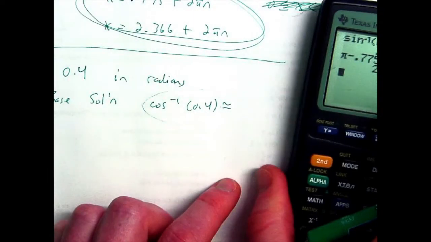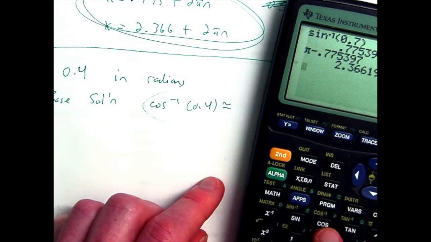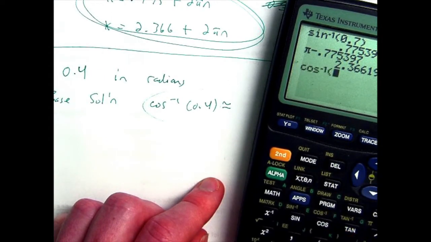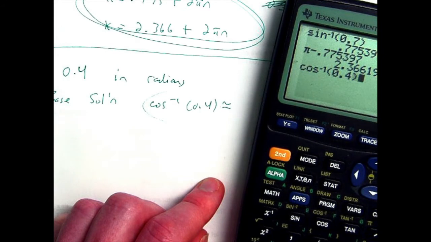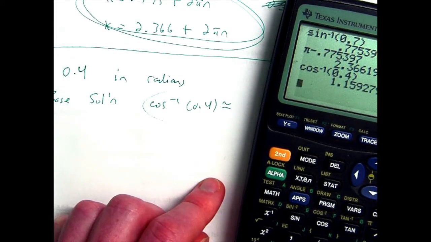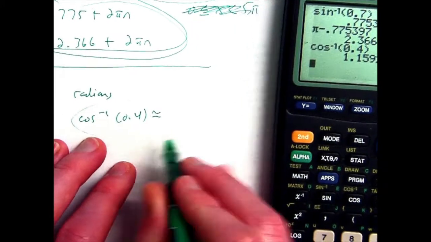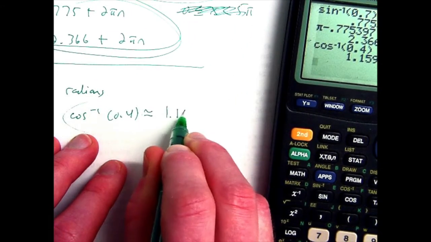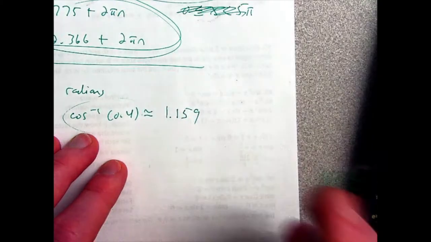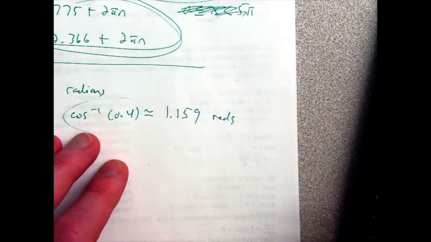Let's compute it on the calculator. So the inverse cosine function is the secondary function of cosine. So I hit second, cosine inverse. I get 1.159. Okay, so that's in radians, right? So that's 1.159 radians. So that's my first base solution.